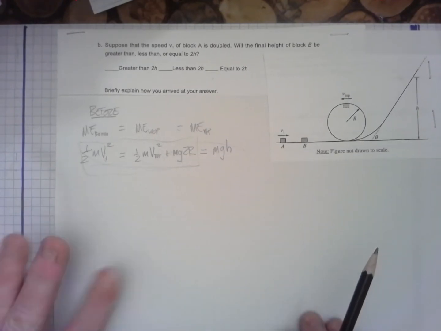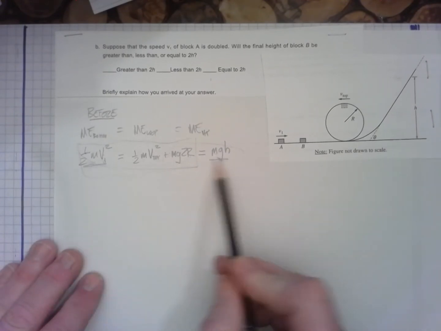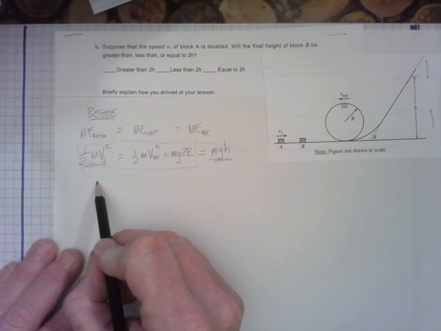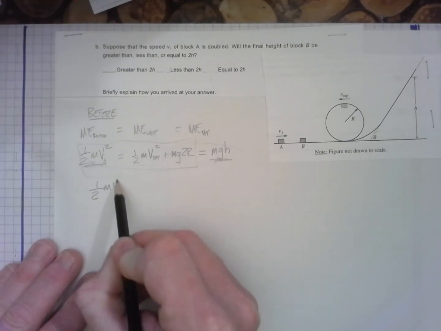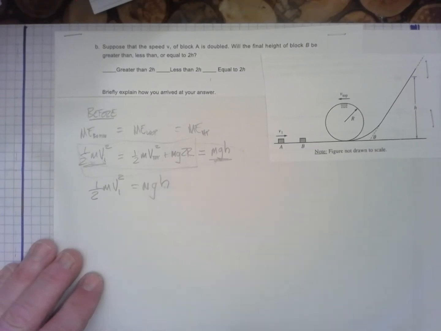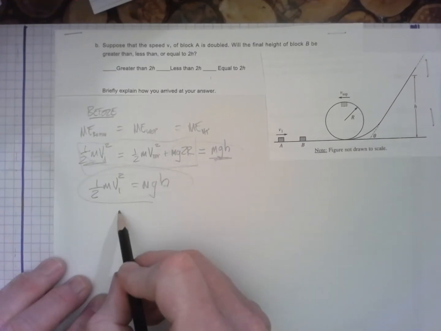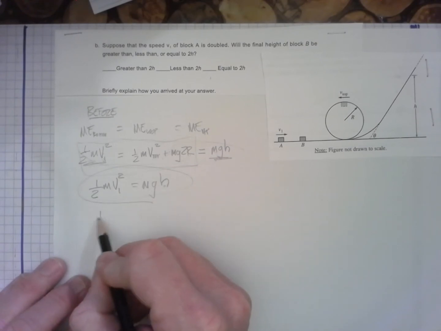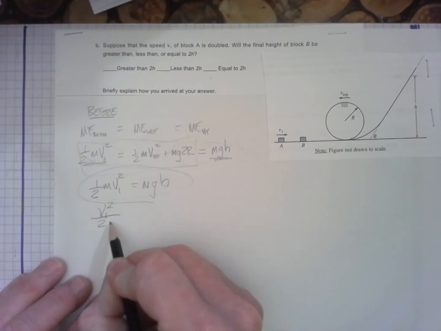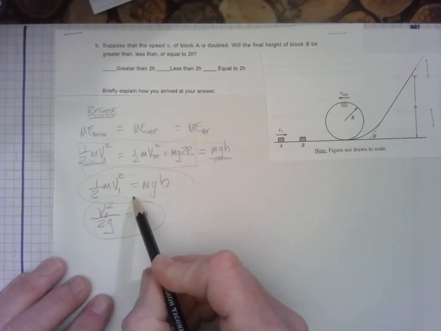Or can we set this equal to this? Because really they are equal to each other. Maybe that's a simpler way to go. Let's try that first. So 1/2 m V1 squared equaled mg, the original h. This is the before. And we're looking for h, so the m's are going to go away, so V1 squared over 2g equals h.